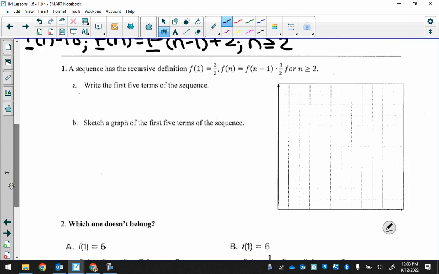All right, now we're given a recursive sequence. Okay, there's 2 things. Recursive definition. You are listing the first 5 terms of the sequence, then graphing, okay? Do not forget to label what your x-axis would be and what your y-axis would be, okay? So the first 5 terms, they are giving you the first term, which is what? 2/3, okay? Now, what type of sequence are you going to have?